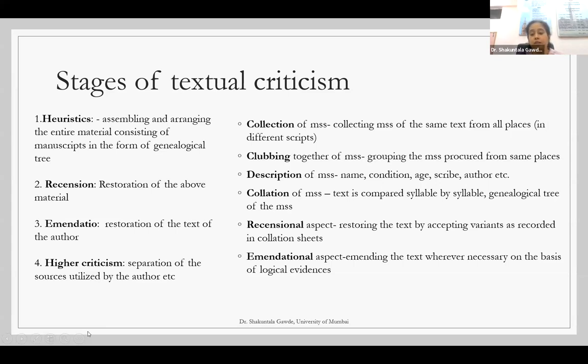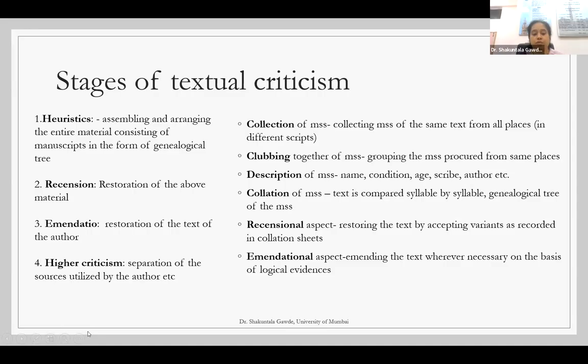Then those variants, when they are recorded, understood, identified, then you can restore the original text. Which variant to be accepted? That is, again, the task of the researcher.